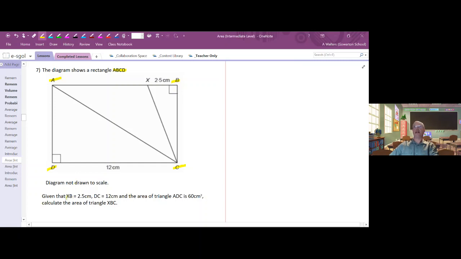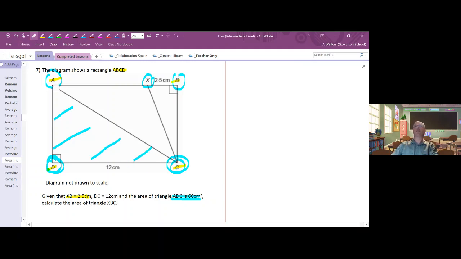They've said XB is 2.5 centimeters. There's the letter X and there's the letter B, so it's 2.5 centimeters. DC, there's D and there's C, is 12 centimeters. And they've mentioned the area of the triangle ADC is 60. So this is the triangle: there's A, there's D, there's C. They've said this triangle is 60 centimeters squared.